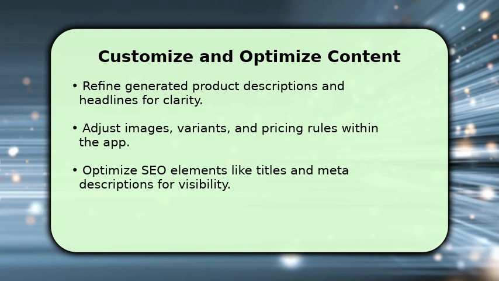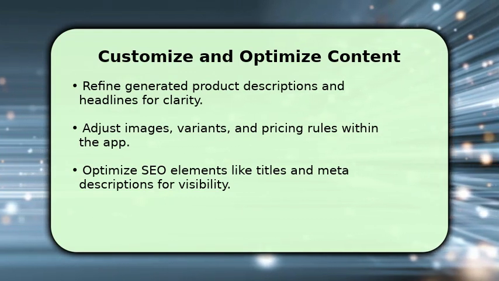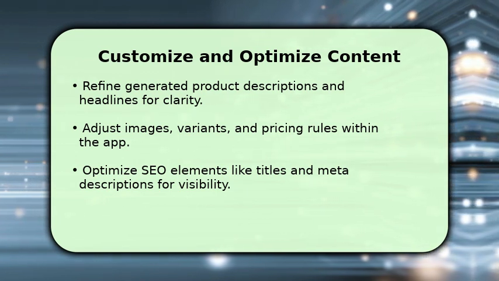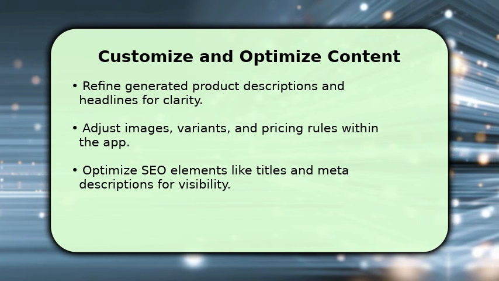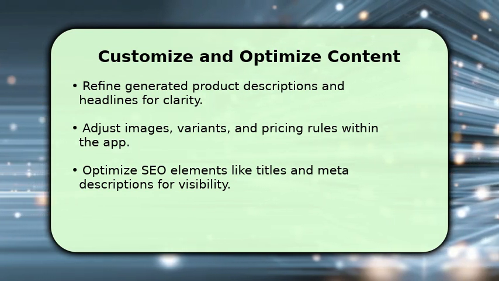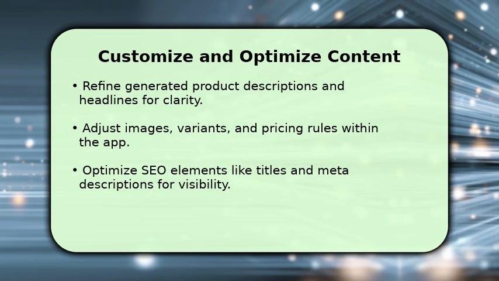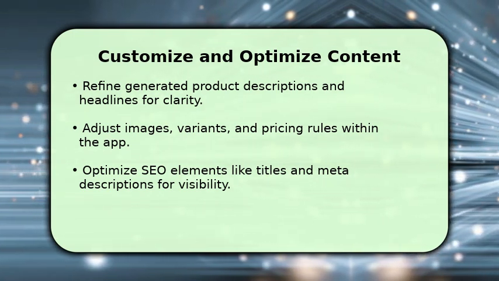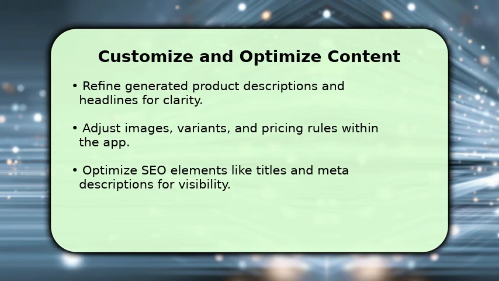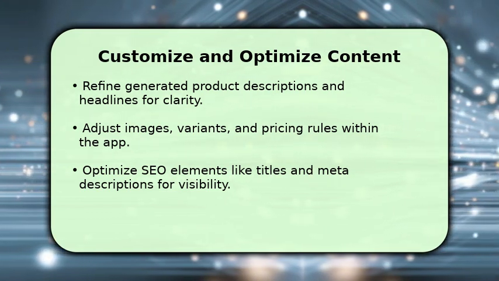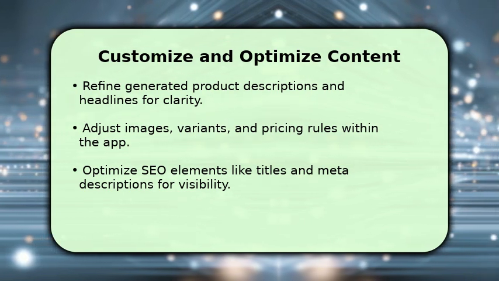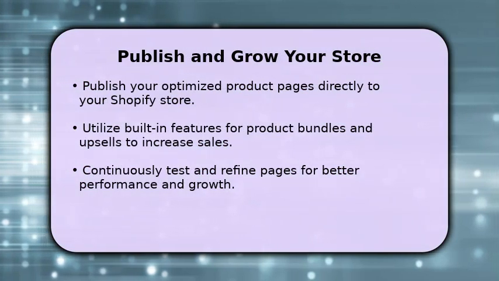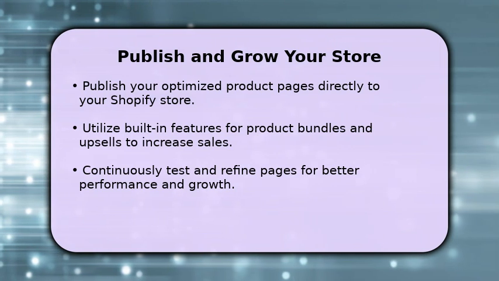After importing, Kopy Shopify allows you to fully customize and optimize your content. You can easily refine product descriptions, craft engaging headlines, and adjust images to perfectly match your brand. The tool also lets you map product variants, apply specific pricing rules, and configure shipping details. Furthermore, you can optimize essential SEO elements, such as titles and meta descriptions, to improve your store's search engine ranking and attract more customers.